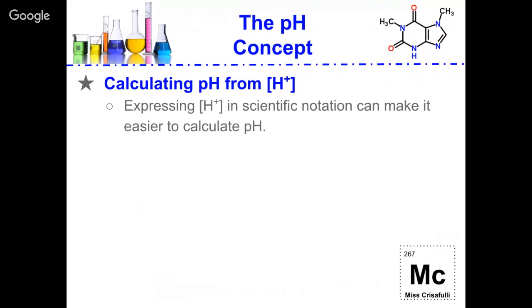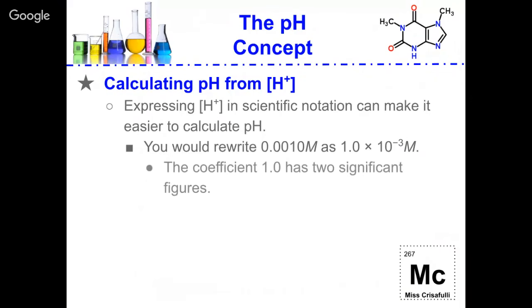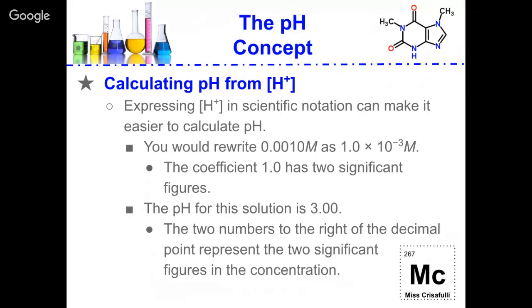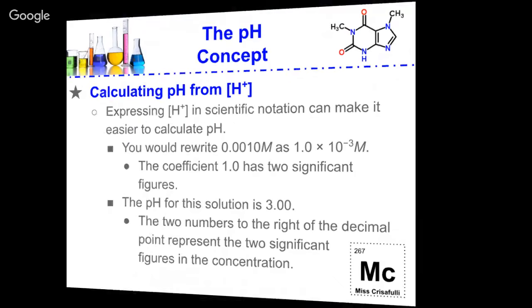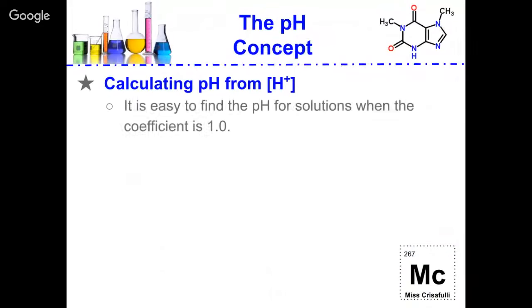If we express the H plus in scientific notation, you can make it easier to calculate your pH. So if you were to write 0.0010 as 1.0 times 10 to the minus 3rd, we would know that the pH for that solution is going to be 3. Now this only works if your coefficient is 1. The two numbers to the right of the decimal point represent the two significant figures of the concentration.